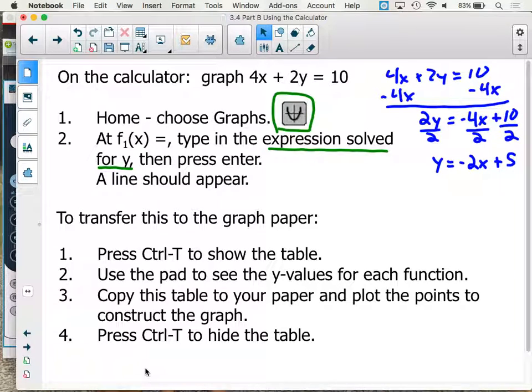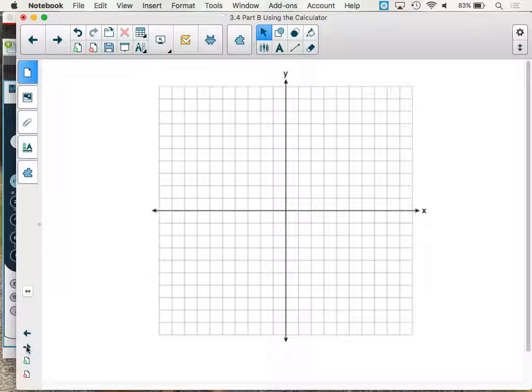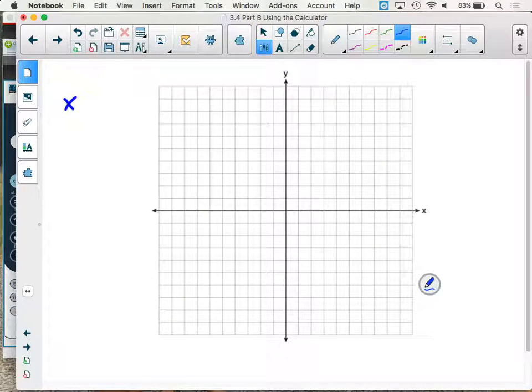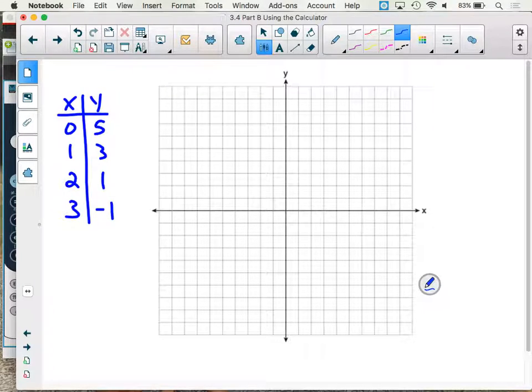So I'm going to go to my graph, and maybe I'll make my table of values. I knew that when x equals 0, y equals 5. When x is 1, y is 3. When x is 2, y is 1. When x is 3, y was negative 1. So now I got my table. I do what I did before. I plot my points: 0, 5, 1, 3, 2, 1. I can follow my pattern of keep going down 2 and to the right 1. Or from the y-intercept go up 2 and left 1.